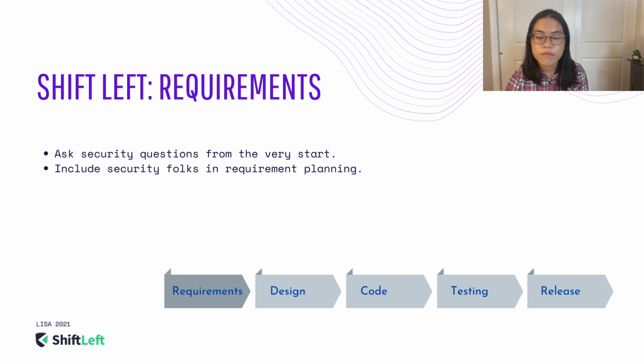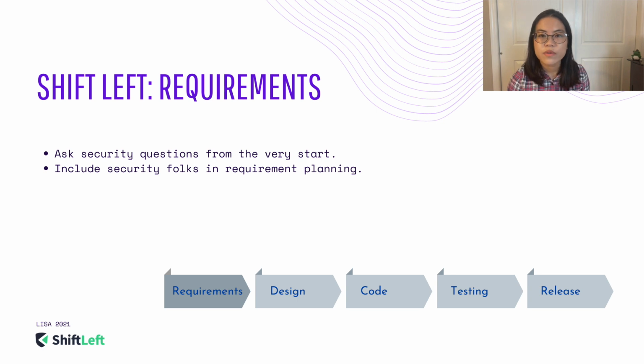So starting from the requirements phase, one thing that you can do is to ask security questions from the very start when you are just starting to list out the requirements for the application. Make sure that you're accounting for security requirements as well. You should ask questions like, how will sensitive data be stored and transported? Where does this app need to take in user input? And are you using any third-party components? And which privileges should each user have on the application?